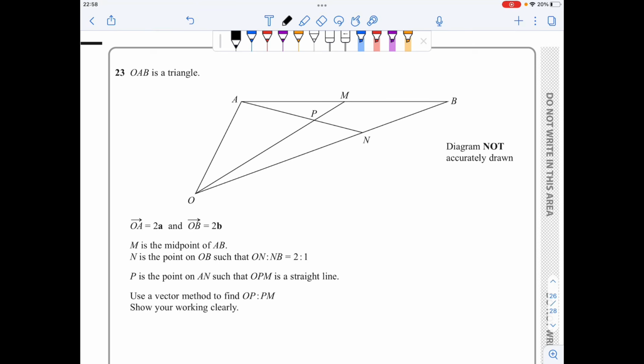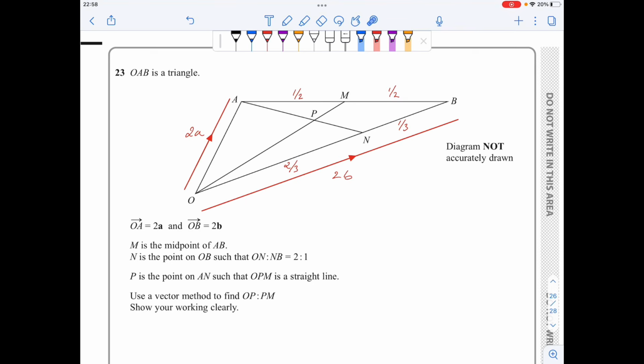For question 23, I'm given this shape. I am also given OA is 2A, OB is 2B, M is the midpoint of AB and N is the point on OB such that this ratio holds. So let's put all this information on the diagram.